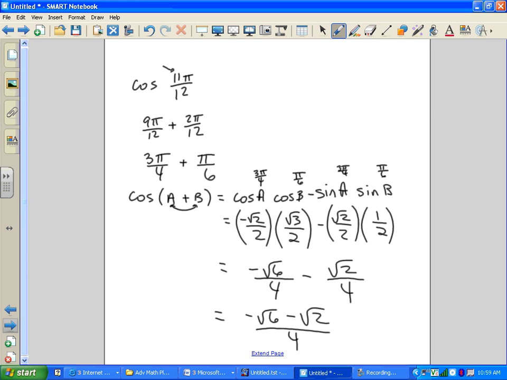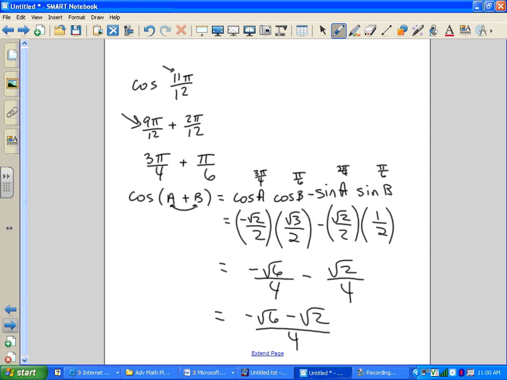Now if this kind of bothered you a little bit, think what's an alternative you could do if you couldn't deal with the fractions and the radians. You could change it to degrees. And it's really easy to add degrees because they're always whole numbers instead of fractions. So that's an option.